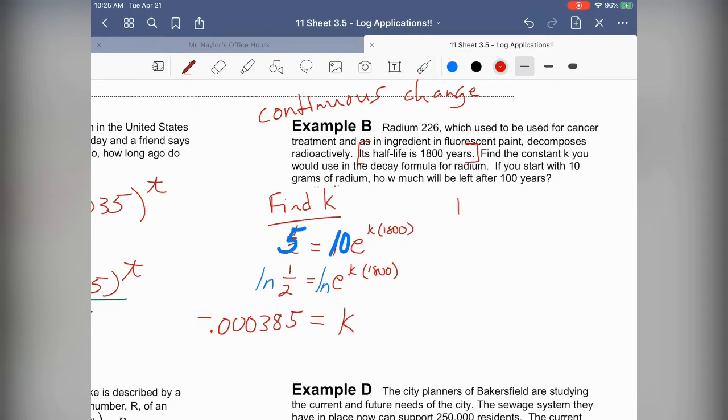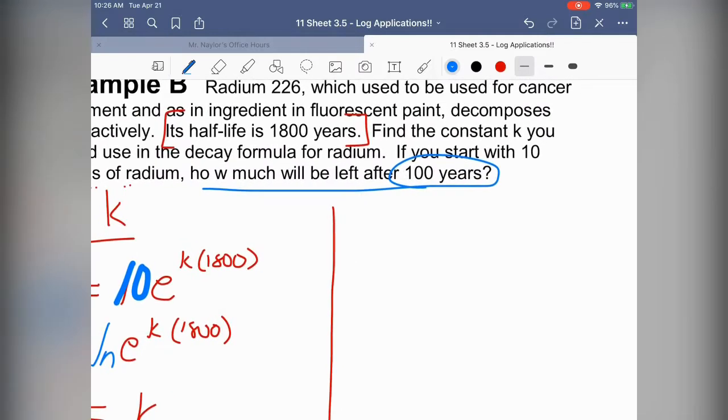Now, once I have k, what you want to understand is that's going to be the value of k for the rest of this problem. And so if I want to actually answer the question, that is how much will be left after 100 years, then I'm going to be able to use my k value along with these new numbers to be able to determine that. And I hope that you would find yourself plugging in 10 for your initial value. I hope that you would use the k value that we already found. And, of course, now we have 100 years that we can actually plug in.